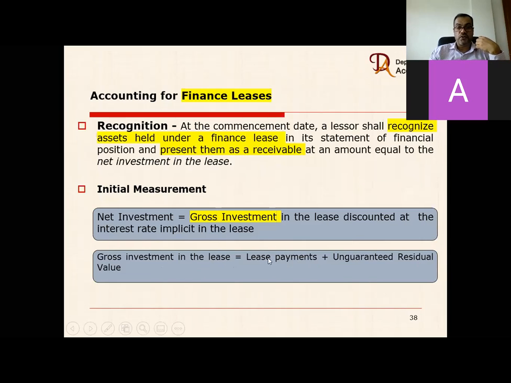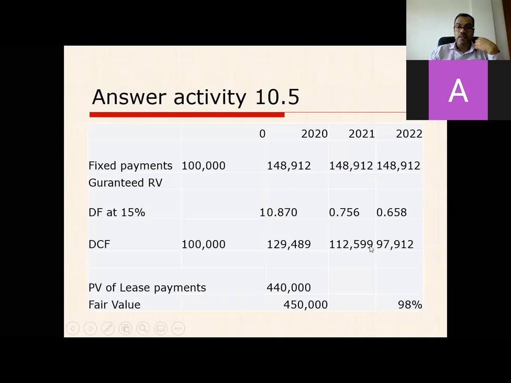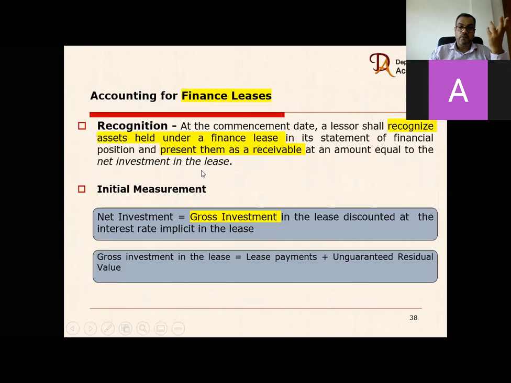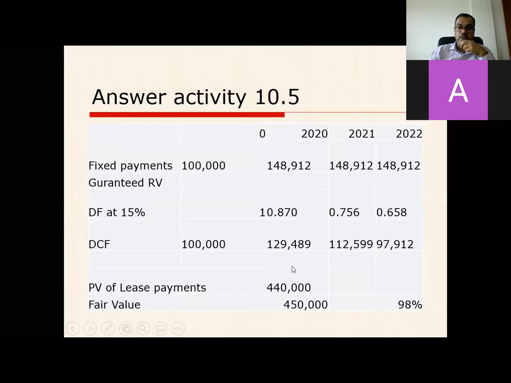Lease payments understood. What are the lease payments in this case? These things, 148 plus this. This is the down payment. That's also a lease payment. Therefore, 440. Therefore, gross investment is going to be straight away net investment once it is discounted value. So these are the gross.